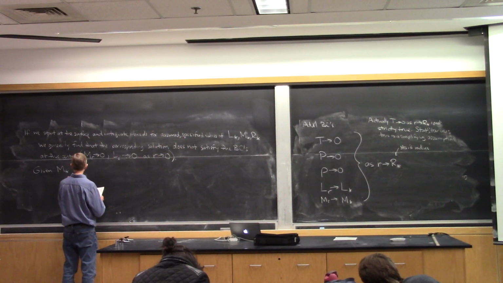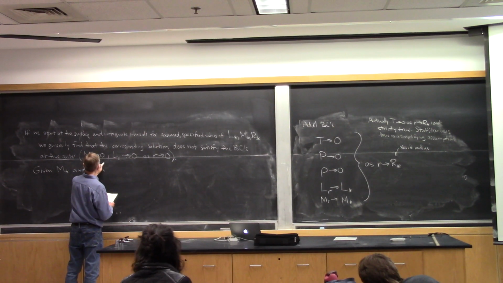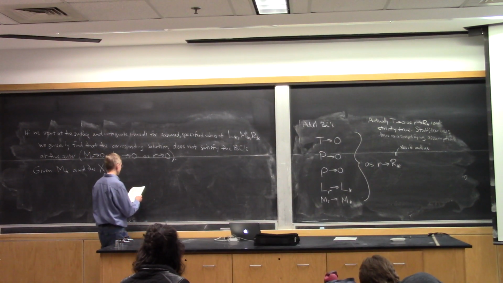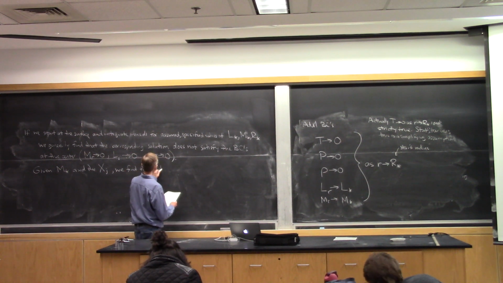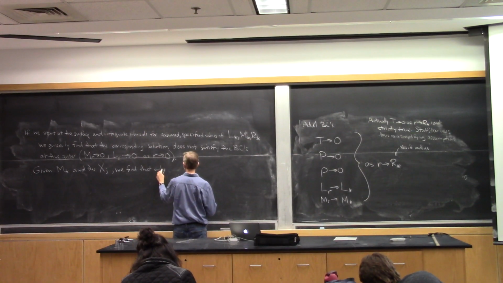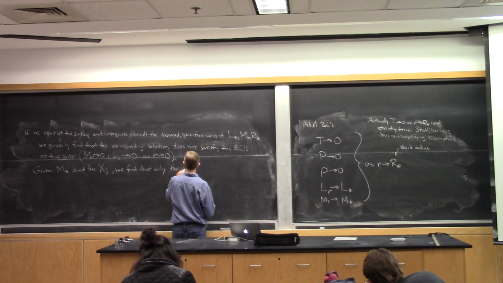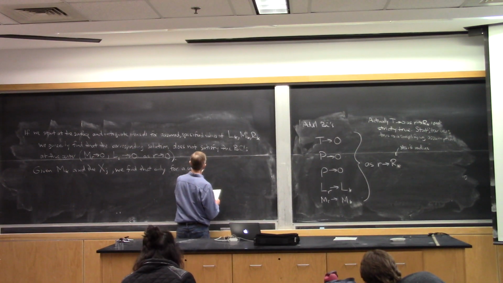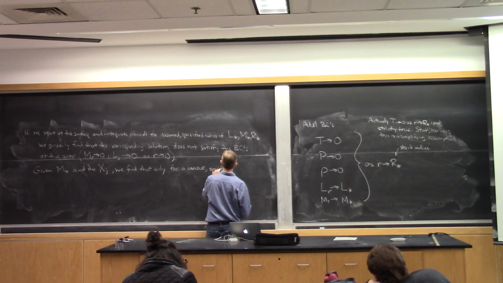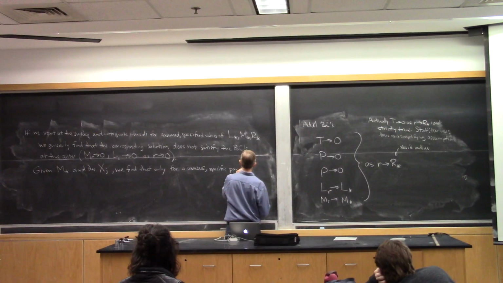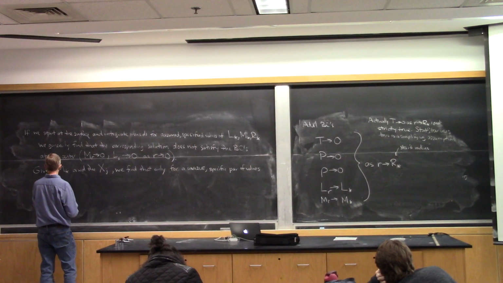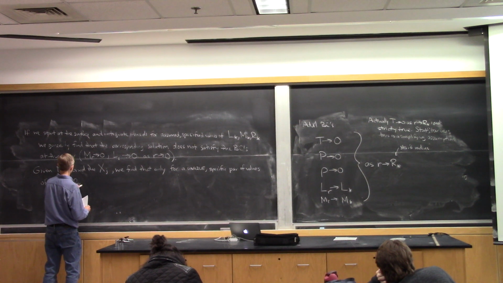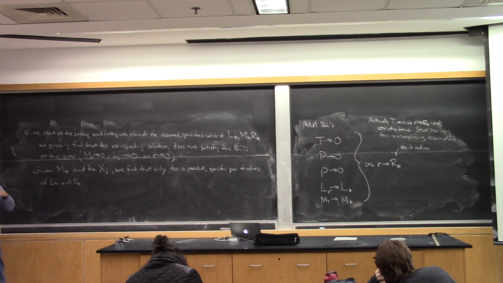Given M star and the composition, the x sub j values, given the mass and the composition, we find that only for a unique, specific pair of values of L star and R star, by which I mean there's one L star and one R star that work and no other values.